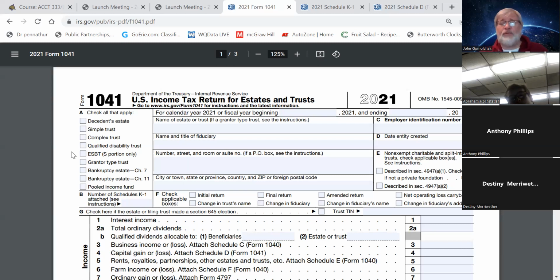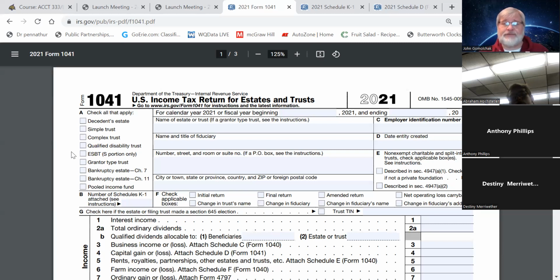All right. And the most common one is what we refer to as a grantor type trust, where I don't give up complete dominion and control over the assets. I name a trustee, I give them my assets, but I retain the right to revoke the trust or to ask for my assets back.